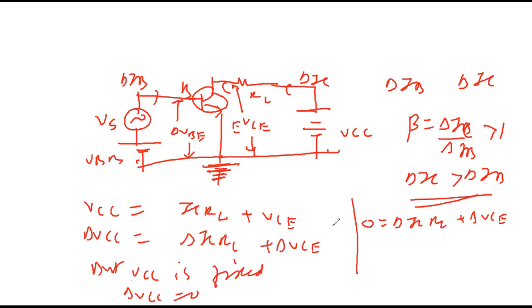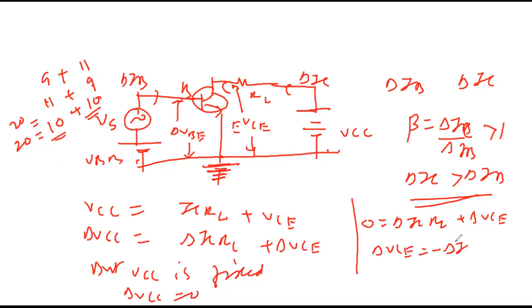I gave an example: if VCC is 20, ICRL is 10 and VCE is 10. If ICRL becomes 11, VCE will become 9. But there is no change in VCC. When this becomes 11, this becomes 9; they exchange, but VCC is not changing. So delta VCE is minus delta ICRL. The negative sign indicates there is a phase shift of 180 degrees.